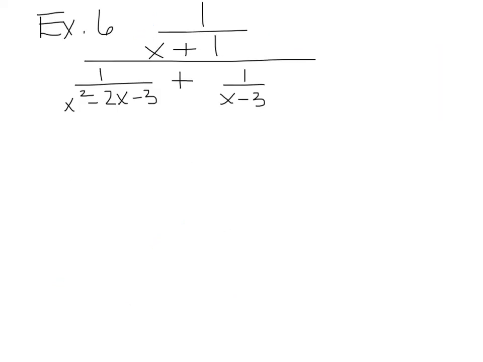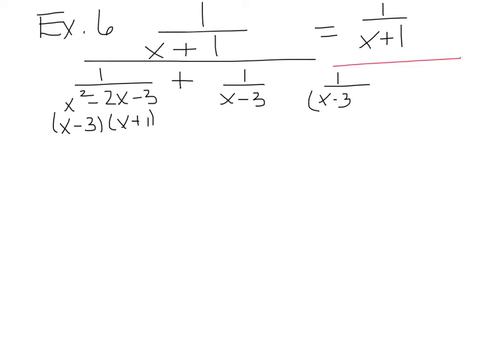Okay, my numerator is good because there's only one fraction. So I'm good with that one. The denominator is where we have the problem. So what I'm going to do first is factor this. So it looks like this now. And if you notice, I need a common denominator. So this one needs an x plus 1, bottom and top.